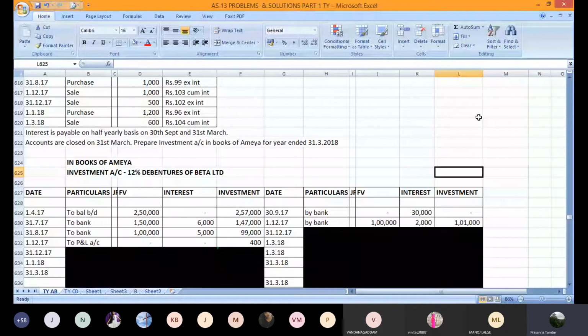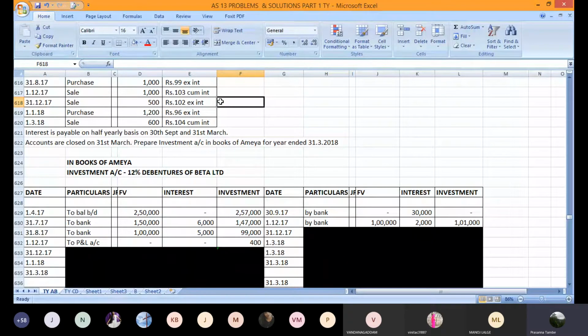So we go to the next transaction, which is on 31st December. And again, there is a sale of 500 debentures. This time it is not a cum interest transaction. It's an ex interest transaction. I want you to try this working note of 31st December. Once you try this, then we will discuss and then we will account the transaction. So I want everybody to try this working note.